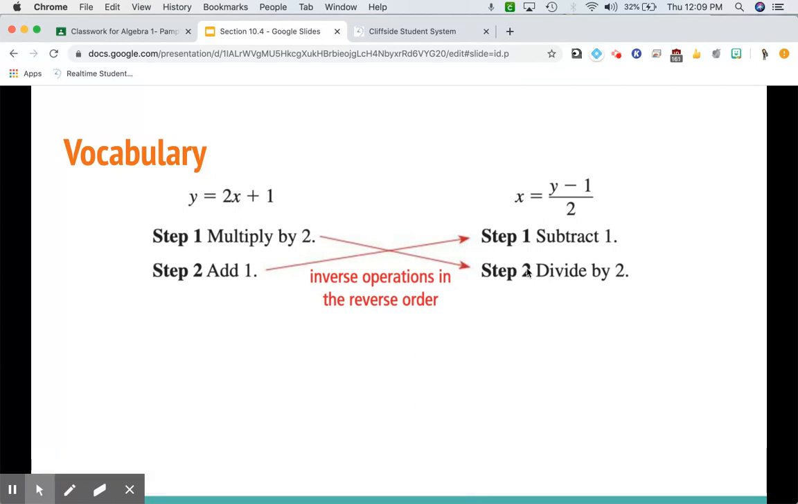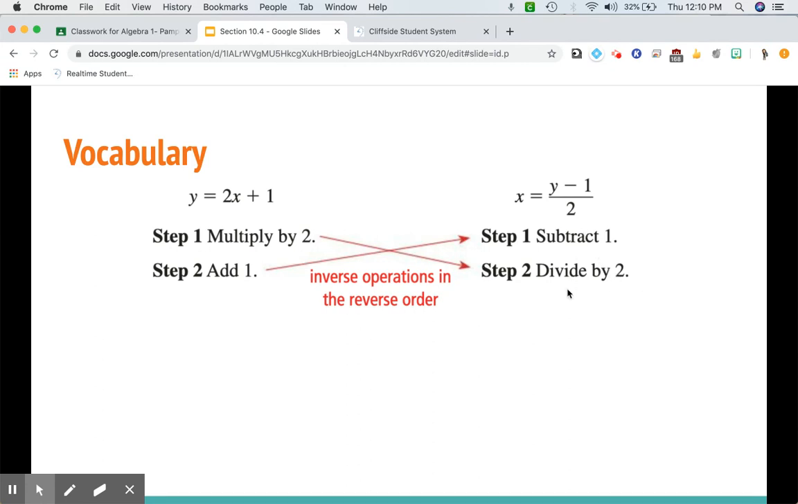Another way of looking at your inverse is by looking at inverse operations, and what you're doing is reversing the order. If you have this equation here, y equals 2x plus 1, what you're doing is multiplying x by 2 and then adding 1 to it. So thinking about taking those inverse operations and reversing the order of them, the inverse of adding 1 would be to subtract 1, and then the inverse of multiplying by 2 would be to divide by 2.